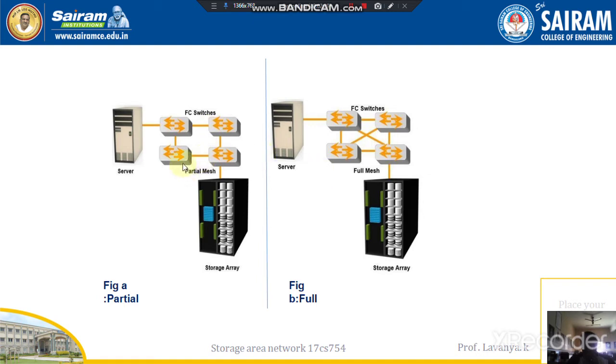So you will see the difference between this diagram and this one, how the full and the partial mesh topology differ. They are interlinked but not fully. But here they are interlinked in all the ways. So this is the mesh topology and the types of mesh topology.